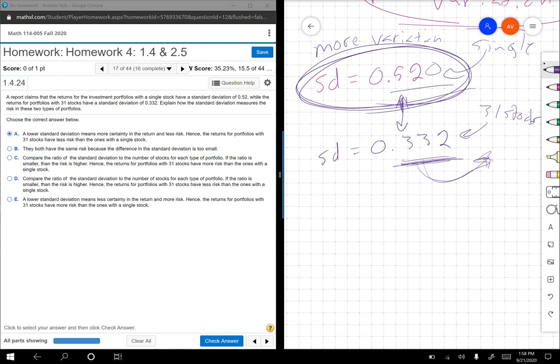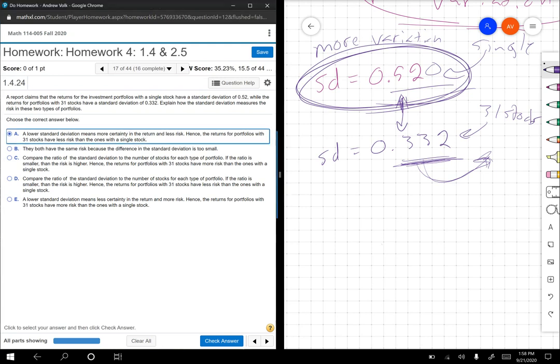So this can get nitty gritty because you're like, I'm not a stock trader. What do I know? So I'm saying that the only thing I know about is the standard deviation. And so I don't know that necessarily investing in 31 stocks is better just because it's more stocks. But I can tell you that based on this data, the standard deviation, the variation is less. So the lower standard deviation seems like it would be more certainty in the return.